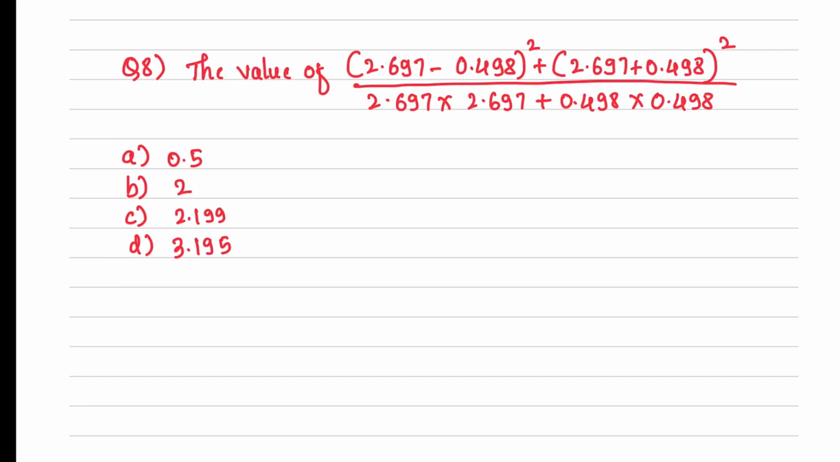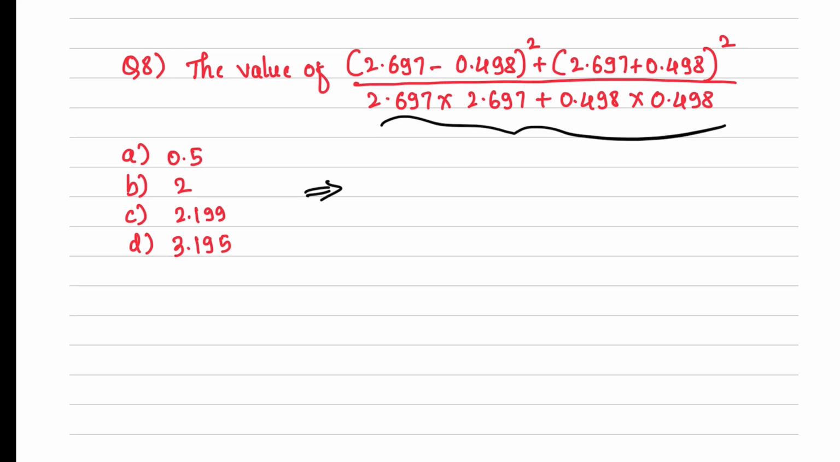See the 8th question, the value of this question. See, first see how the pattern is. So here is also same values, here also same. Down also you can see we have the same value as above. So we can take A as 2.697 and B as 0.498.